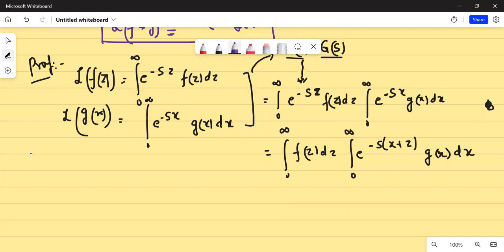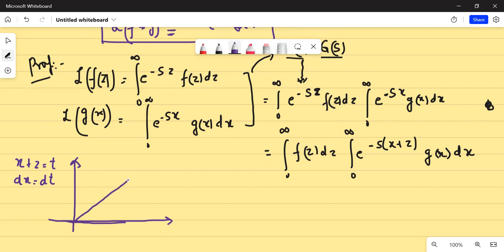And now I'll use the change of variable. I'll use that x plus z is simply t, and if x plus z is simply t, then dx will be simply dt. See, this is your t, this is your z. So if I write x plus z as t, then t varies from z to infinity, right? Because your limits are on x, so when x is equal to 0, then t is equal to z. And if x is equal to infinity, then t is equal to infinity. So your t varies from z to infinity.